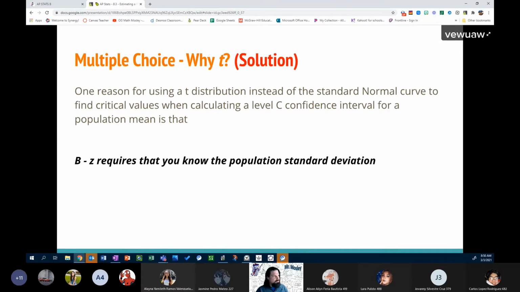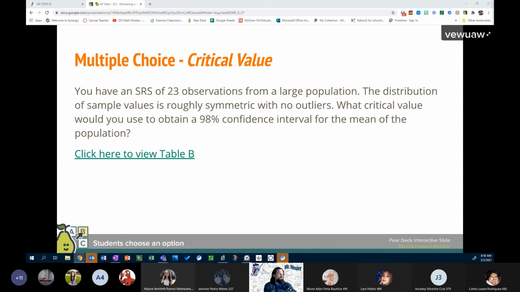Go to the next one. All right, you have an SRS of 23 observations from a large population. The distribution of sample values is roughly symmetric with no outliers. What critical value would you use to obtain a 98% confidence interval for the mean of the population?